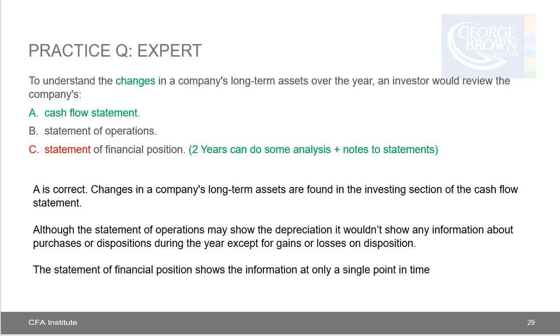We saw that for ABC Company. They invested 90 million in new plant, property, and equipment, okay? Now, the only thing you might have thought is statement of operations, that's the income statement. That shows the depreciation expense, but it's not showing any information about purchases or dispositions during the year, maybe unless there was gains or losses on the disposition.